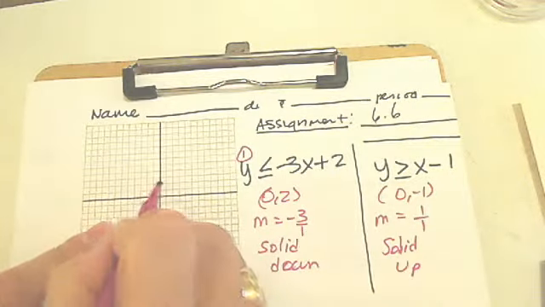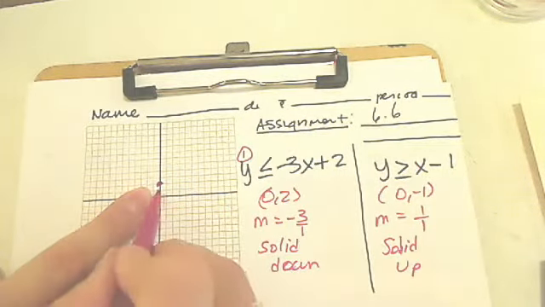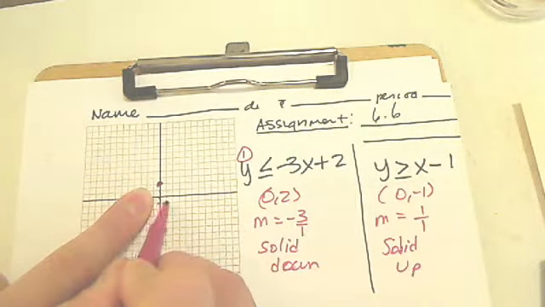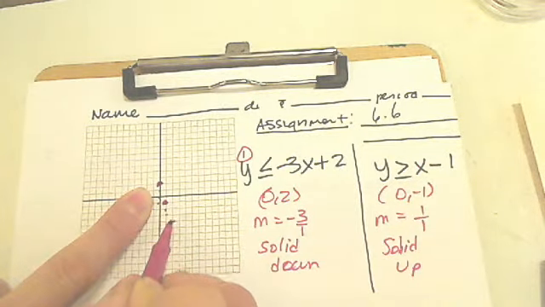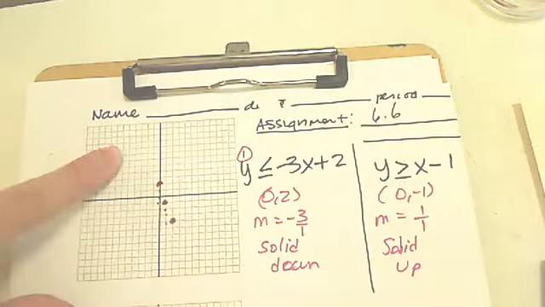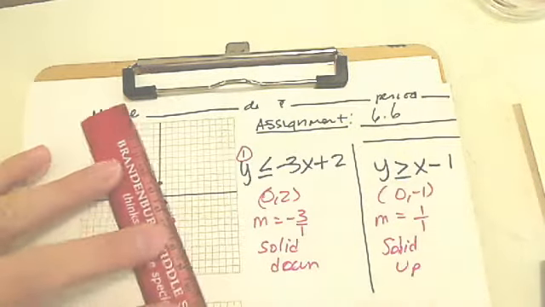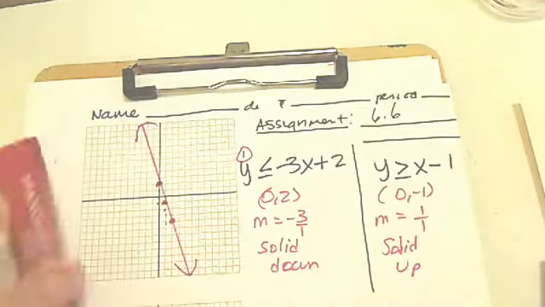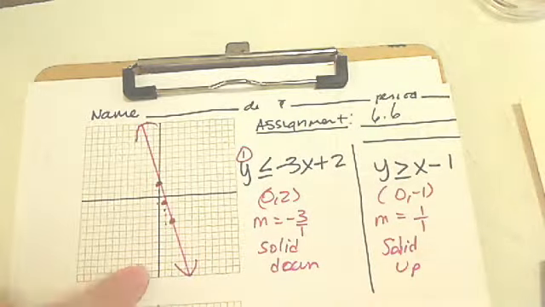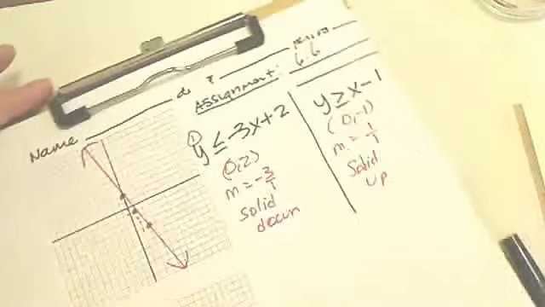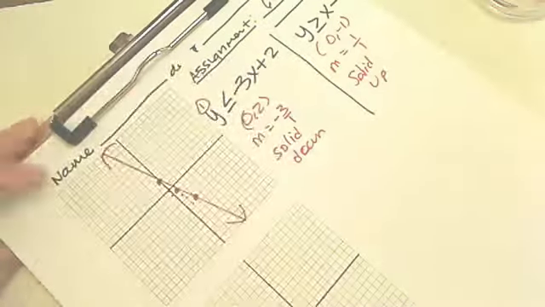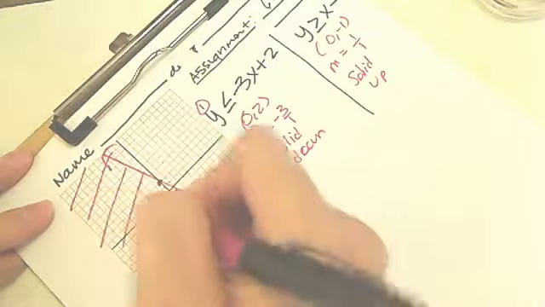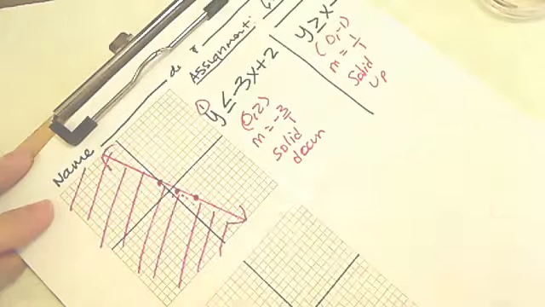0, 2. First point. Down 3. Down 1, 2, 3 to the right 1. Down 1, 2, 3 to the right 1. Okay? That's a negative slope. The line is solid. I use my ruler. I draw a solid line with an arrow at the end. Because it's a negative slope, I turn my graph to the left. It's down, and you shade as usual. So the first one should be no problem.